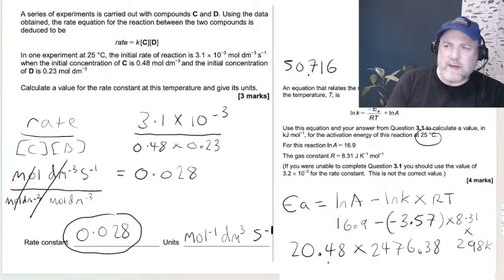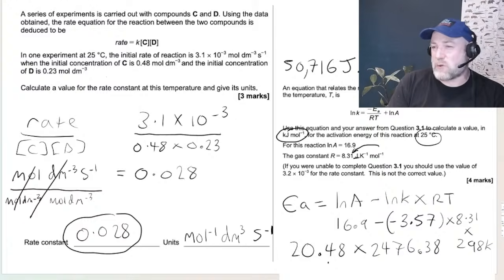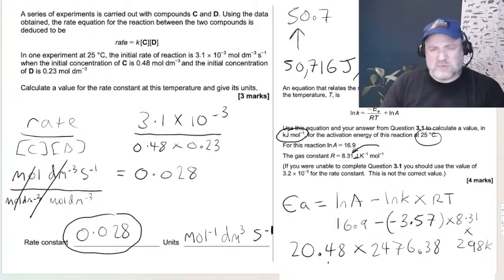There we go, I got that. 50,716. Bear in mind that's going to be joules. They ask us here for, sorry, that is not in kilojoules. That's joules per Kelvin. That's why we know this is in joules, because 8.31 is in joules per Kelvin. But the question asks us for kilojoules, so we're going to divide by 1,000. We are going to get like 50.7. Great, you guys got that.